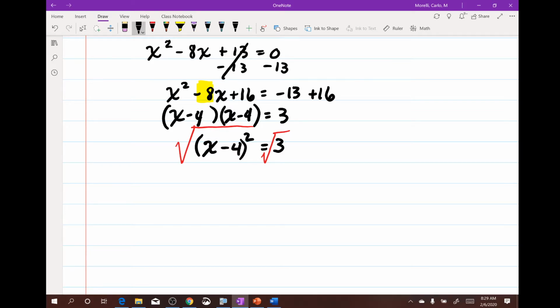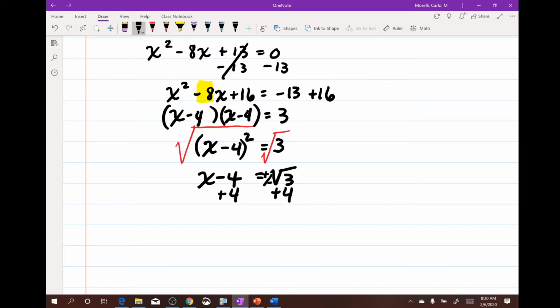Okay, so when you square root a square, you end up with the thing inside the parentheses. So x minus 4 equals the square root of 3. When you take the square root of a number, you always have to put plus, minus in front of it, like that. Now, how do I solve this? I got one step left. How do I solve this? One step. Just get x by itself. How do I do it? Plus 4. Thank you, John.